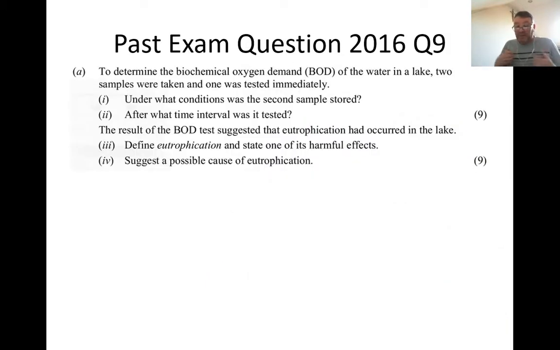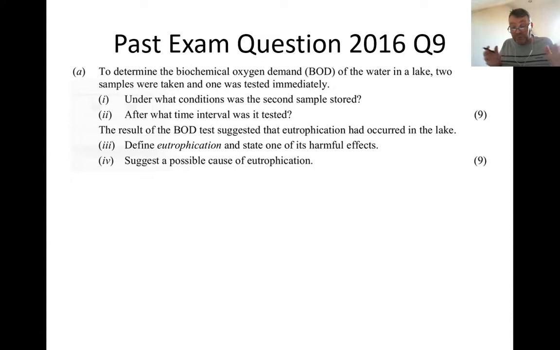So let's take a look at these questions here. I'm going to run through a few questions just to make sure that we pull the whole thing together and that we've left no stone unturned. Unfortunately, we can't do the practical work itself, but please God, we'll get that done when we get back to school. So, a past exam question here from 2016, question 9. To determine the biochemical oxygen demand of water in a lake, 2 samples were taken and 1 was tested immediately. Under what conditions was the second sample stored?